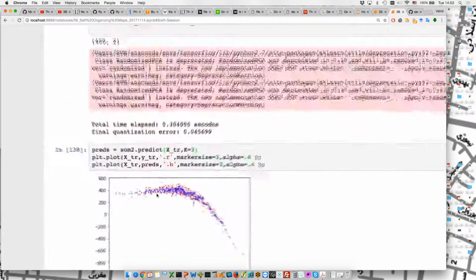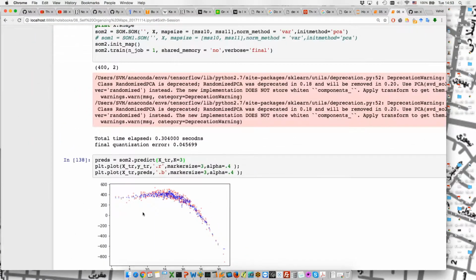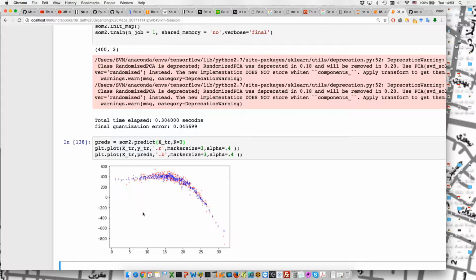So it learns the relationship between X and Y very nicely, but it's not a function. So it's a different word, right? This is what we discussed a lot before. So you can use this in a lot of applications, right?